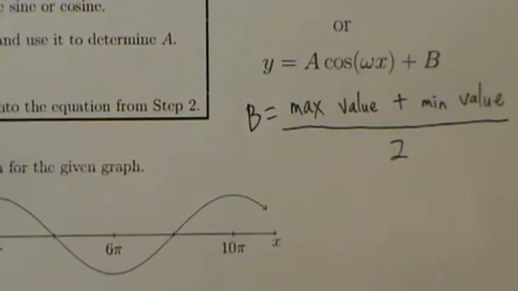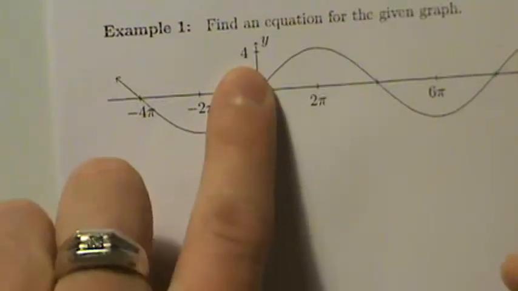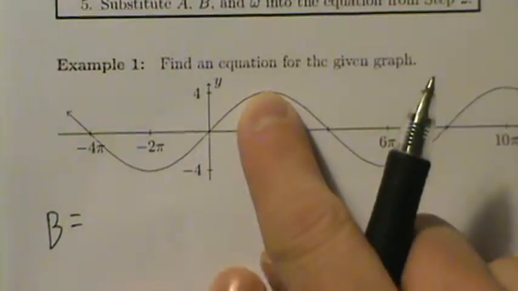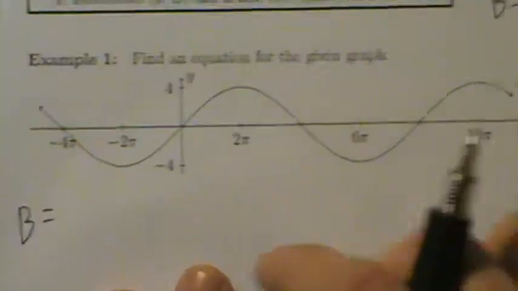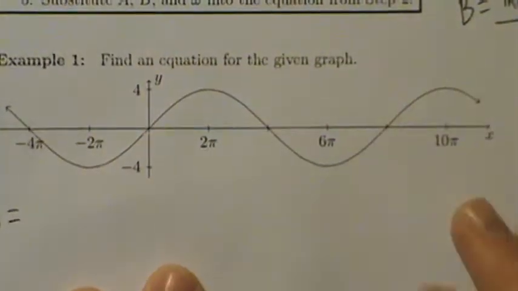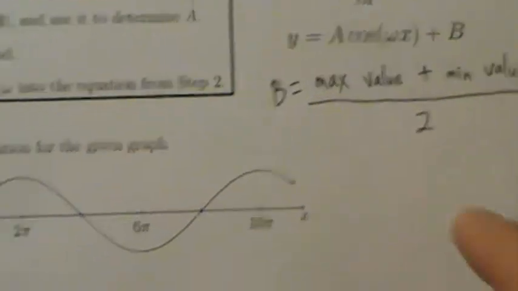So what is the max value for this problem? Well, we already said it: the max value is 4. The highest y coordinate there is 4. We see it happens here, and it happens again over here, and it's going to happen again, because remember, these trig functions, sine and cosine, have period 2 pi, so they just keep repeating every 2 pi units. So anyway, b is the max value plus the min value divided by 2.